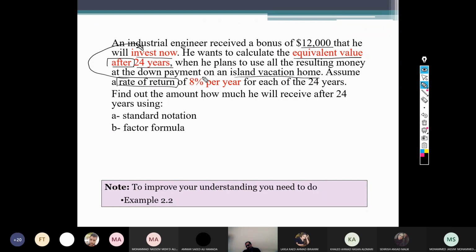You say, I want to invest. He says, our interest rate. You say, no, you should call it rate of return. No, don't tell him that. Just keep quiet. That's why in the earlier question we had an investment and he said interest rate, but in our minds we know what's going on. So rate of return, because you invest, and he wants to know how much he will gain. Assume a rate of return for each of the 24 years. Find out how much he will receive.